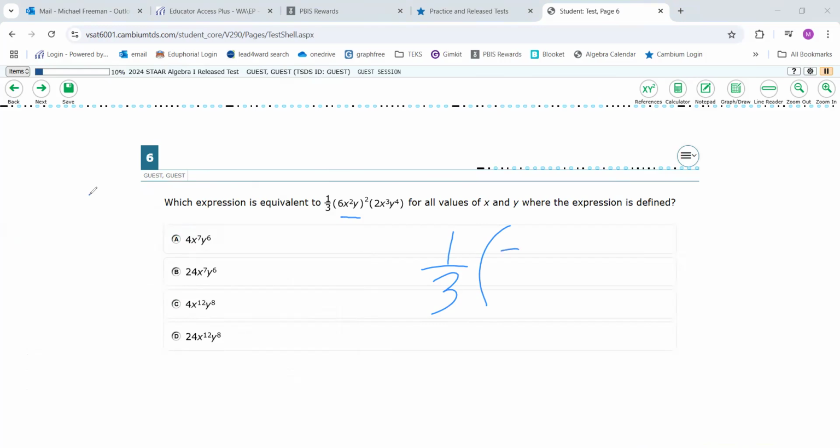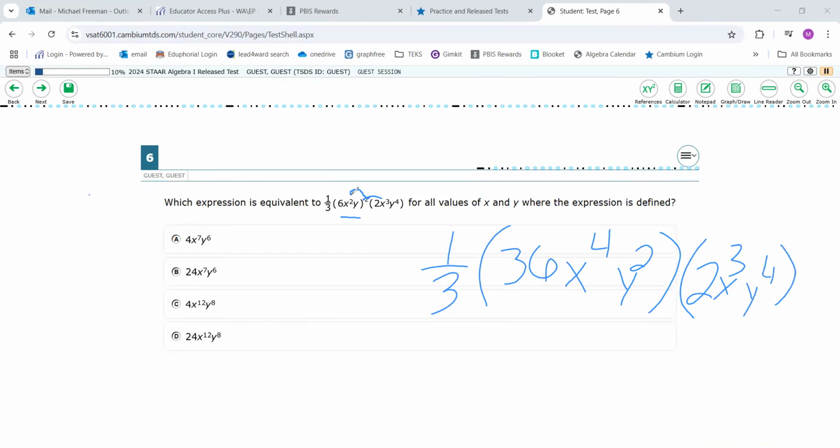6 squared is 36. But now I have to distribute. I've got to multiply our exponent times our other exponent. 2 times 2 is x to the fourth. And then 2 times 1 is y to the second. Then times 2x cubed, y to the fourth.